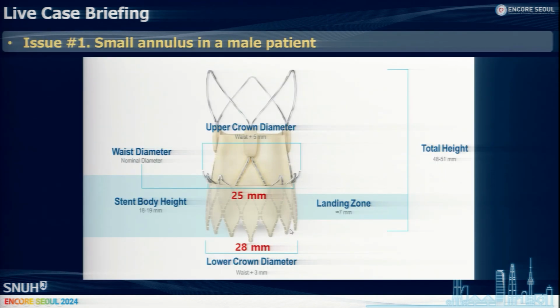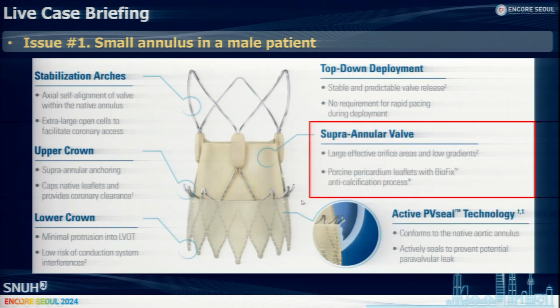Plus, this is 25 millimeter Accurate Neo valve. 25 is waist diameter. Actually, low crown landing zone diameter is 28. Landing zone is 7 millimeter among 15 lower crown height. Plus, the beauty of this valve has several merits, especially for these patients.